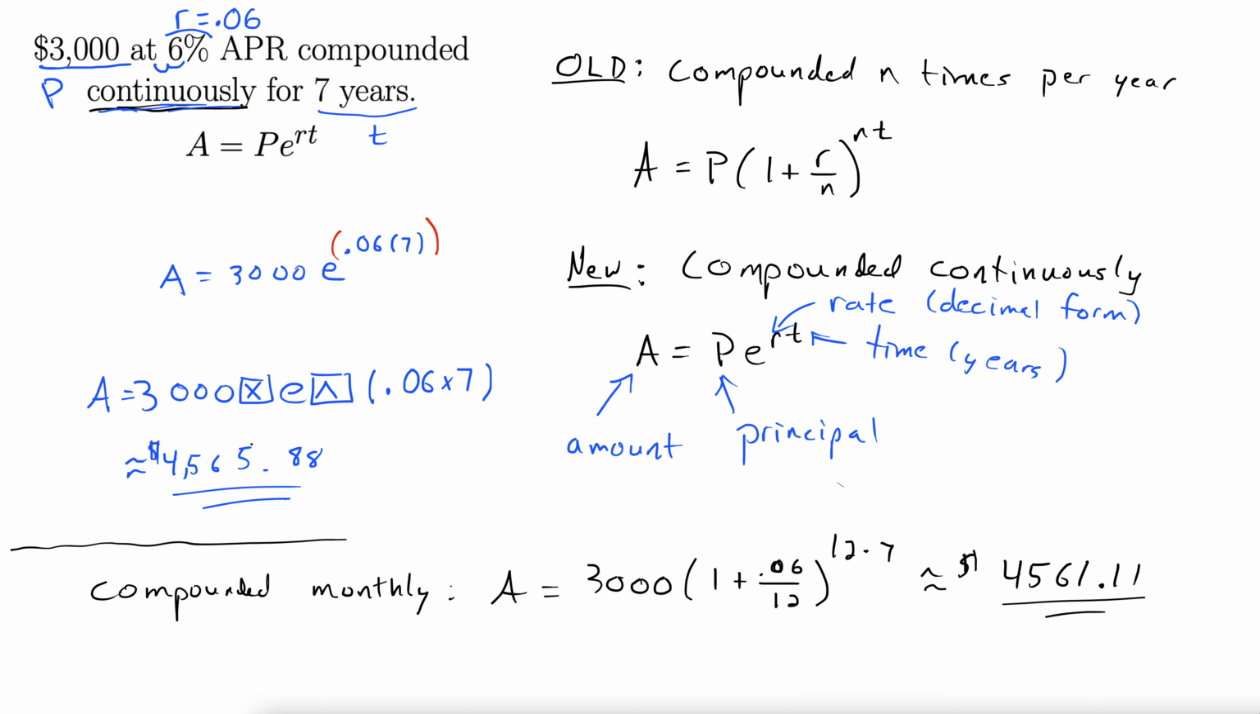So when it comes to the account holder, honestly, it doesn't make that much difference, at least not as much as it seems like it might make, going from compounding only 12 times per year to compounding every single instant. But you can imagine from a lender's point of view, over many, many accounts, this would make a lot of difference.